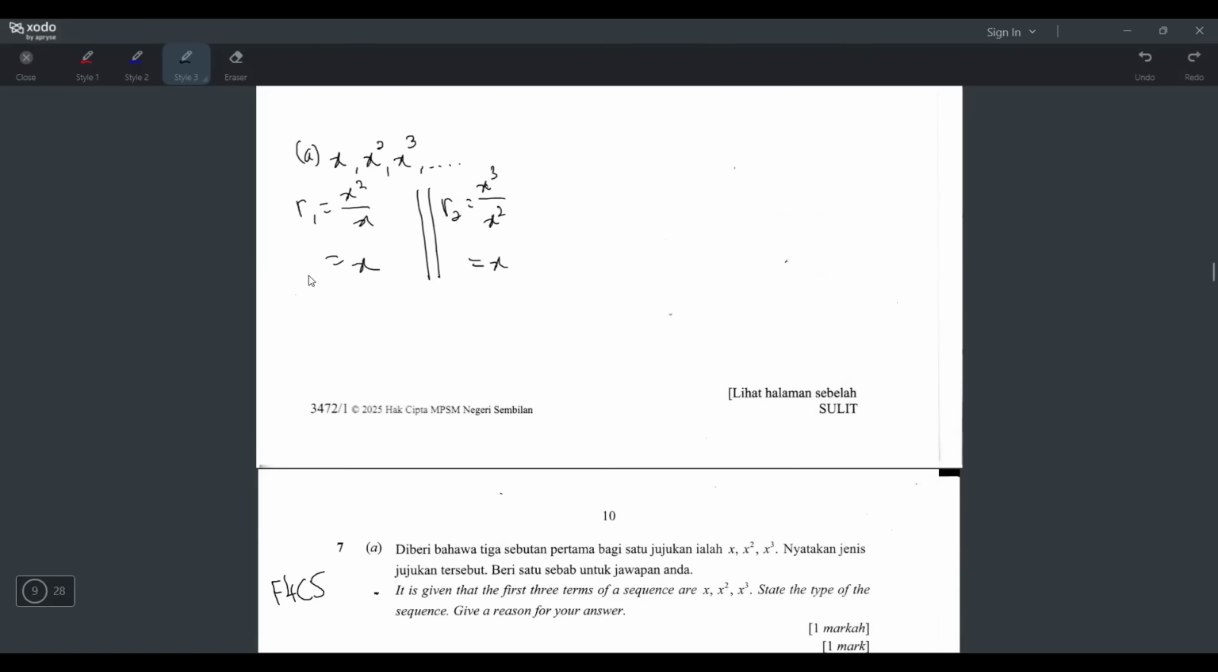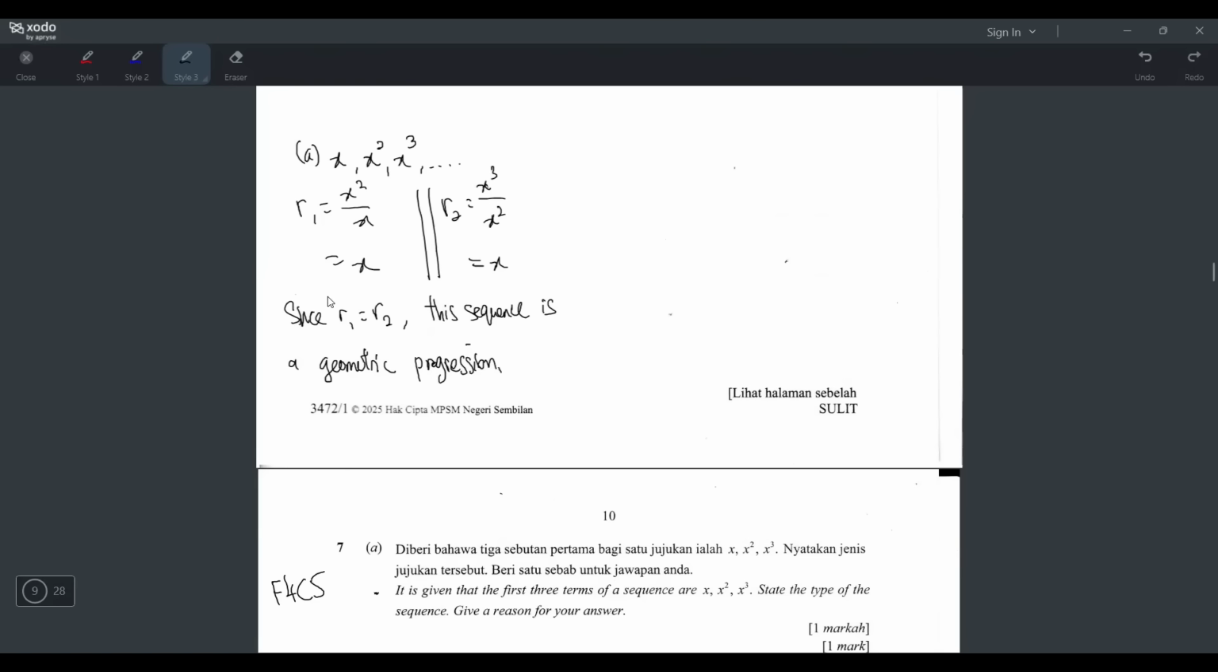So I'll write here, since R1 and R2 are the same, therefore this sequence is a geometric progression. This sequence is a geometric sequence or geometric progression.